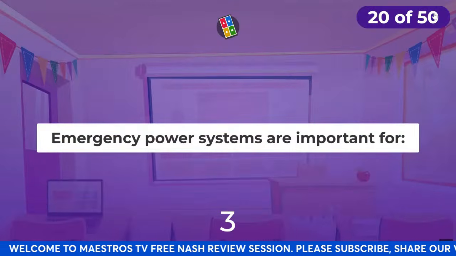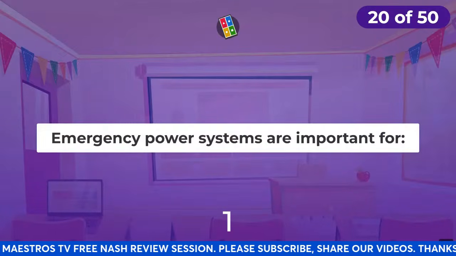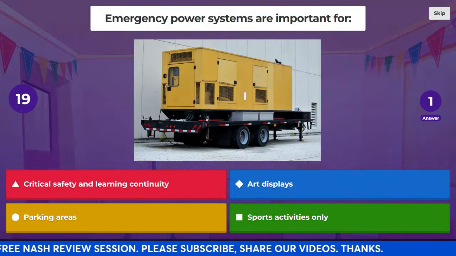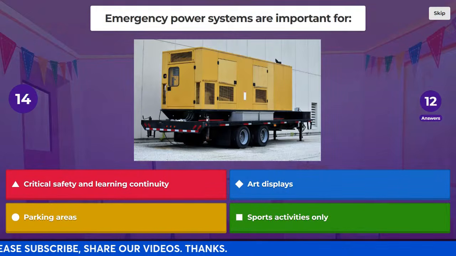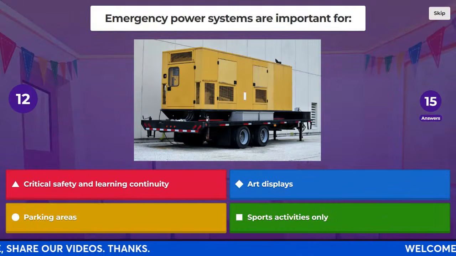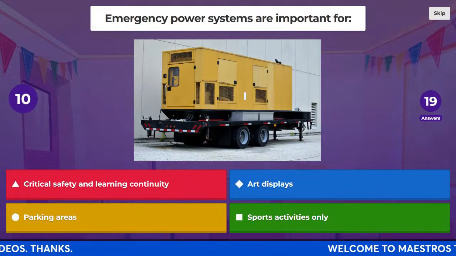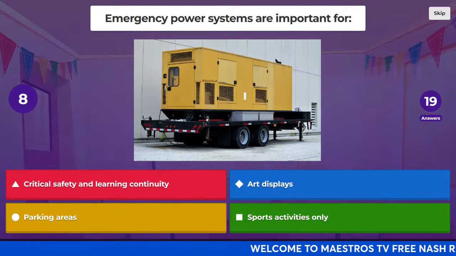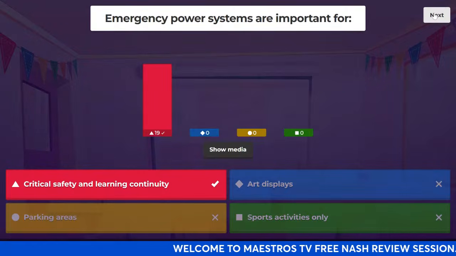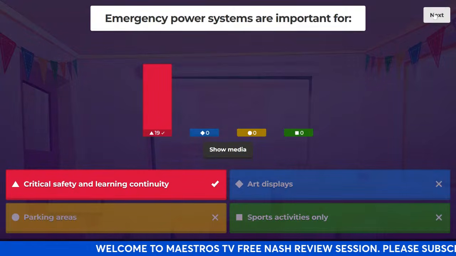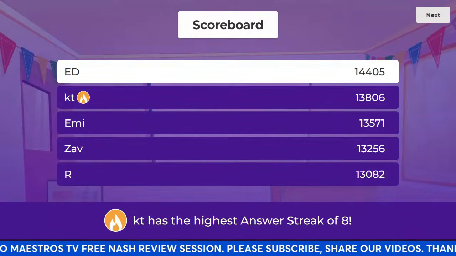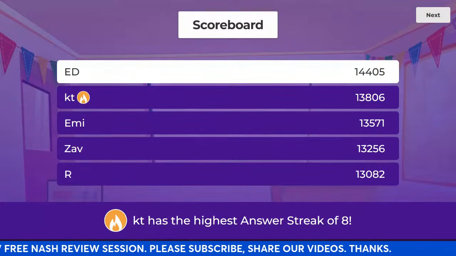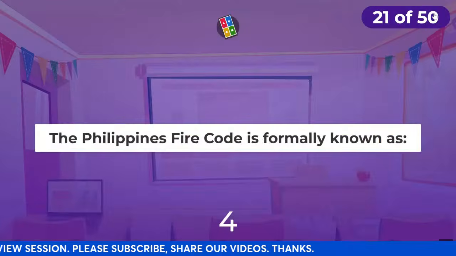Next, question 20. Emergency power systems are important for the use of generators. Critical safety and learning continuity. Okay? Katie has the highest answer of 8 straight answers.